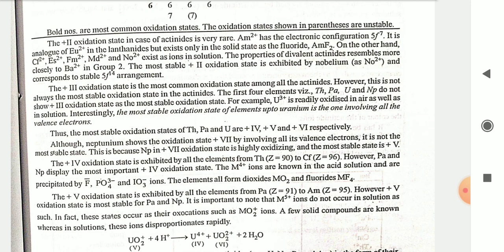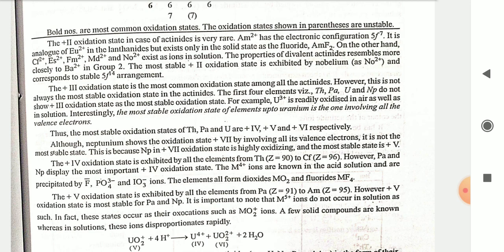Although neptunium shows the oxidation state +7 by involving all its valence electrons, it is not the most stable state. This is because Np in the +7 oxidation state is highly oxidizing and the most stable state is +5.